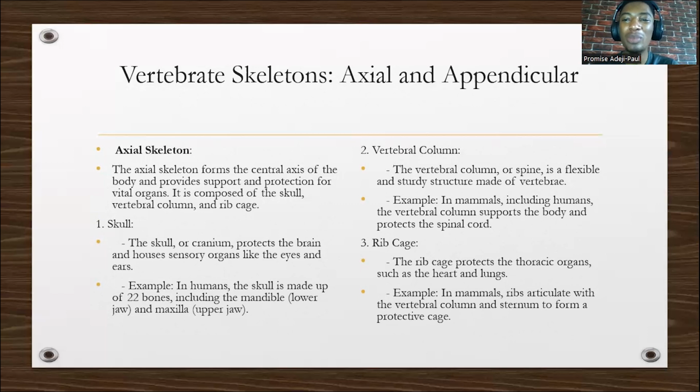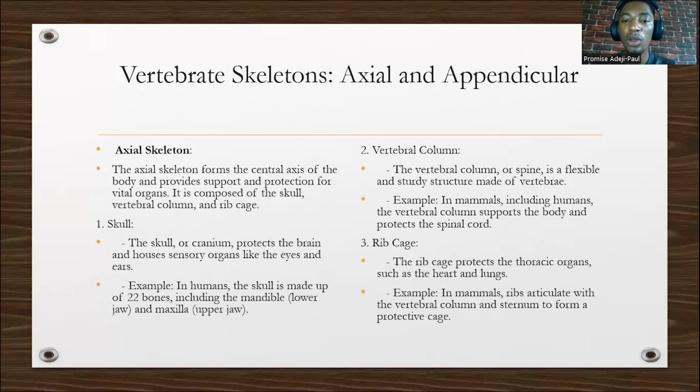We know the skull, which is also called the cranium, protects the brain. Very important because the brain is a very, very important part of the body. And it houses sensory organs like the eyes. Our eyes are inside our skull, and our ears are located inside the skull. So it has to protect these delicate structures. In humans, the skull is made up of 22 bones that include the mandible, which is the lower jaw, and the maxilla, the upper jaw.